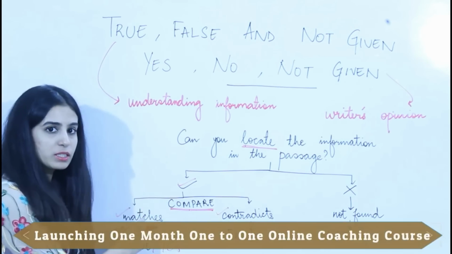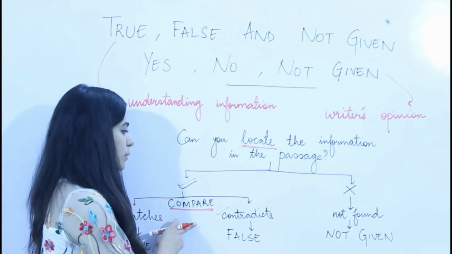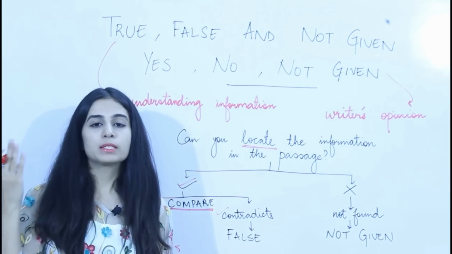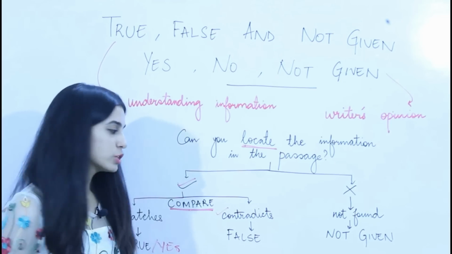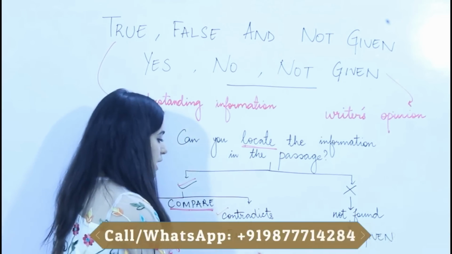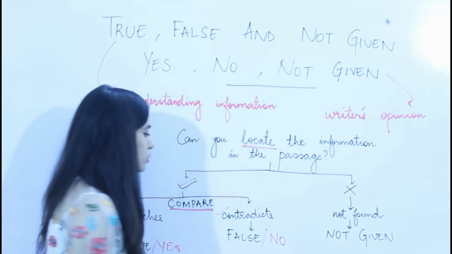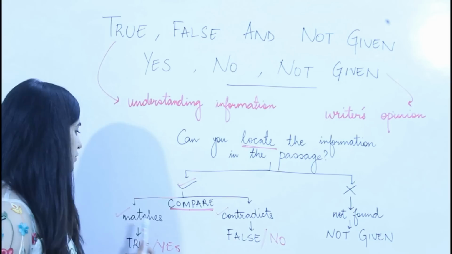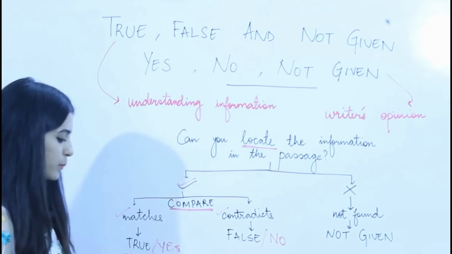Okay, if it matches, it will be true or yes. However, after you compare and you find that the sentences contradict each other, there is no sync between the two, then the obvious answer would be false or no. So if it contradicts, false. If it matches, yes or true. So you have to compare.